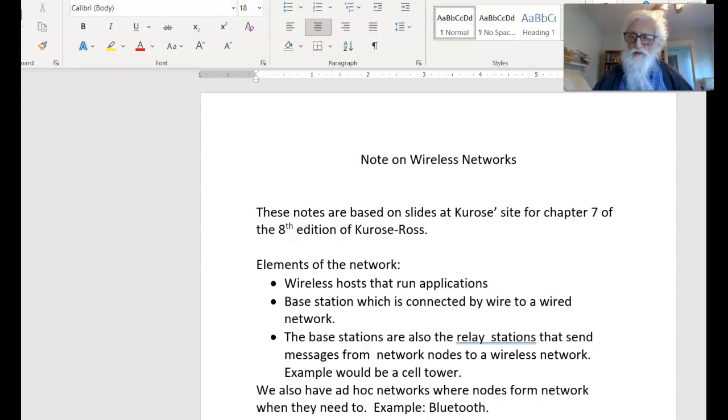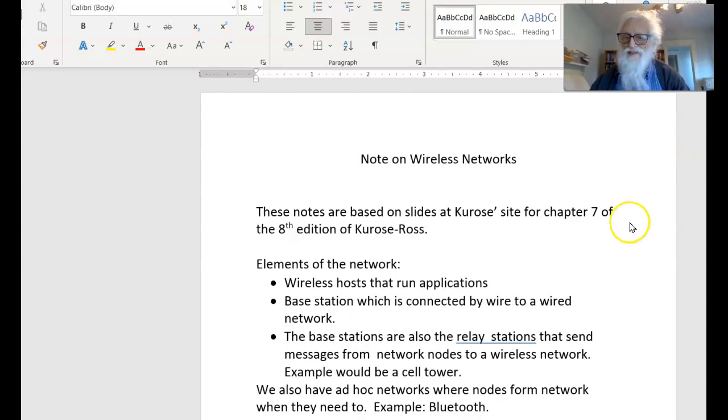Another kind of network we may talk about briefly later is a Bluetooth network. It's just one that suddenly comes into need when you, say, sync your phone with your computer. But it's not there permanently.